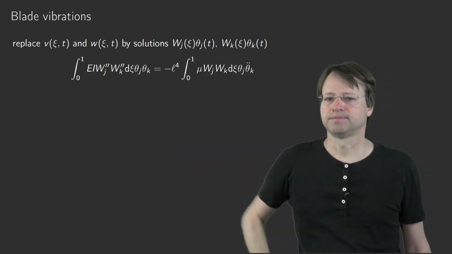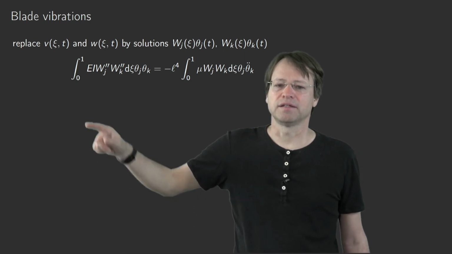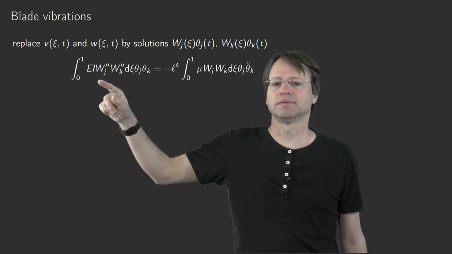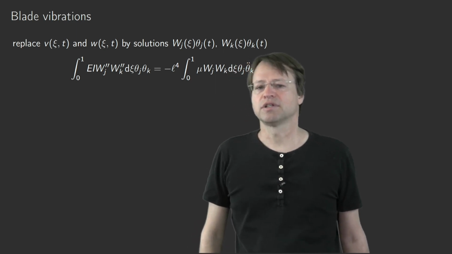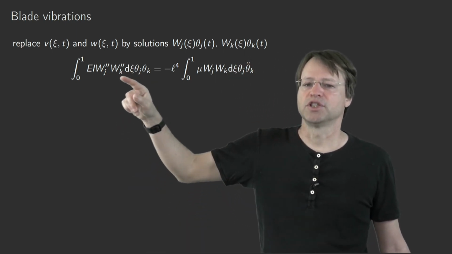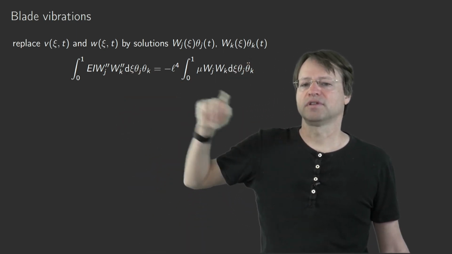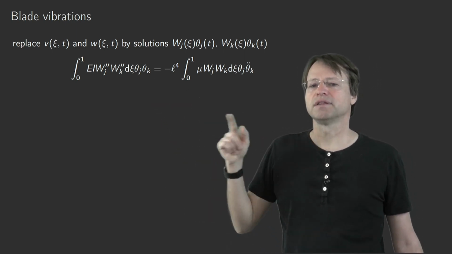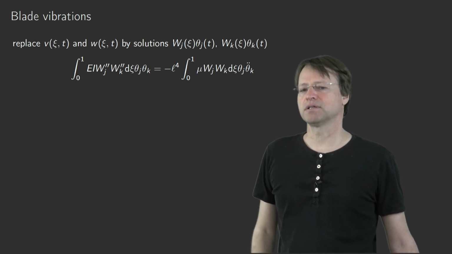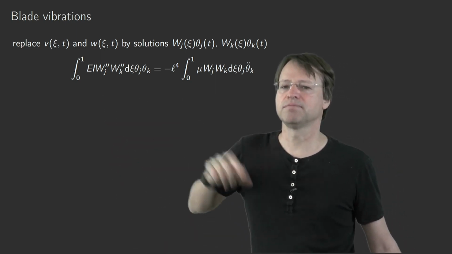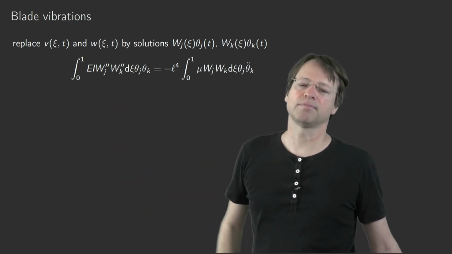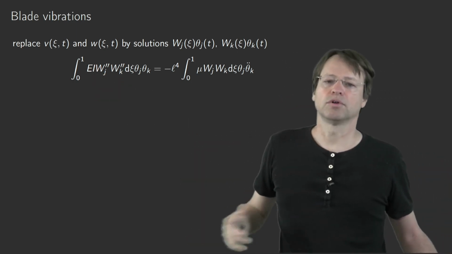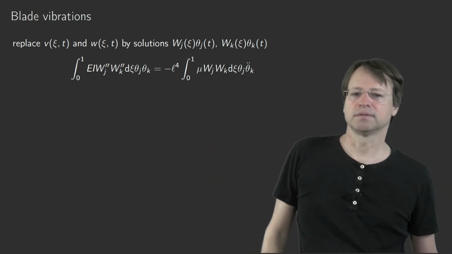On the left-hand side, you see that you then get a nice symmetry. You have under the integral the second derivative of W_j and the second derivative of W_k, and we have theta_j and theta_k outside the integral because they are time dependent. So this is the space dependent part. Well, if E and I happen to be constants, then of course you can also put them in front or outside of the integral.